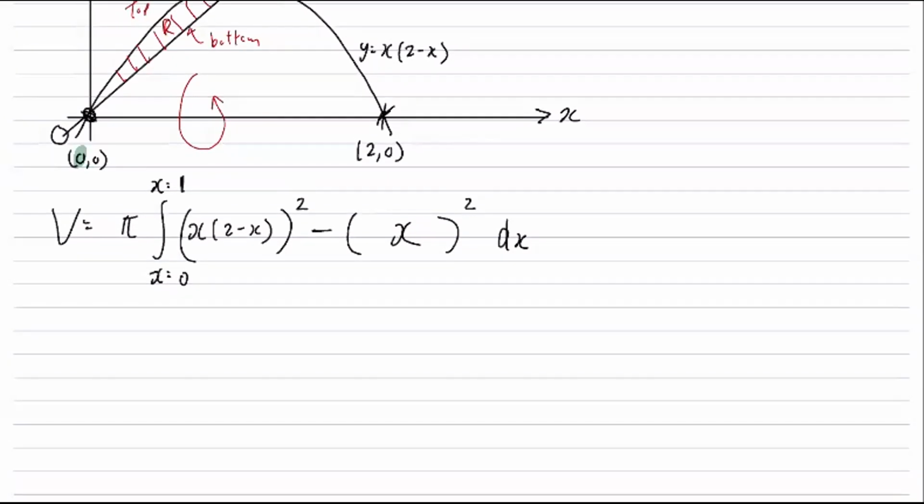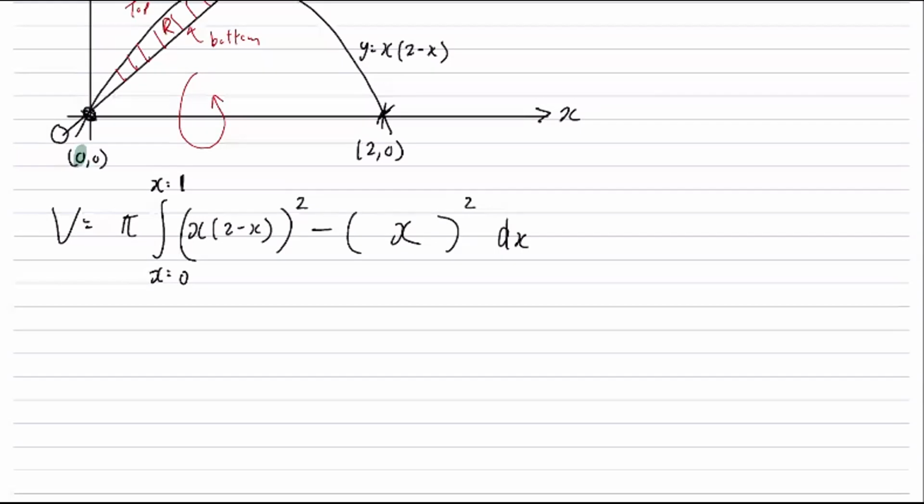Okay, I'm going to skip the working. Is that okay? Yeah. I'll leave that to you to work it out. The final answer will give you 1/5 pi.